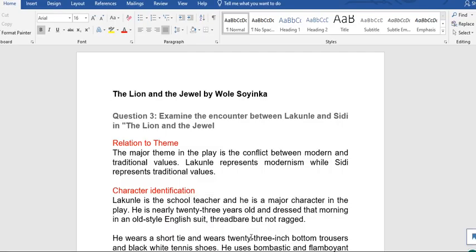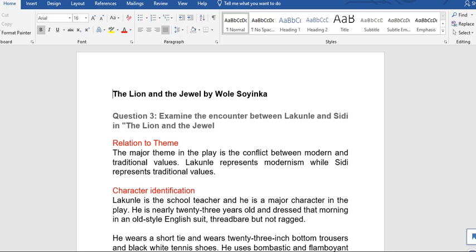The Lion and the Jewel by Wole Soyinka. The first question says, examine the encounter between Lakunle and Sidi in The Lion and the Jewel. Now the answer. The first thing is to relate the question to the theme of the play.